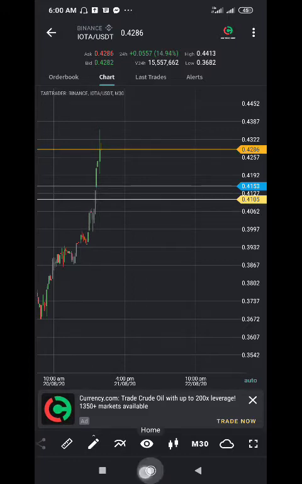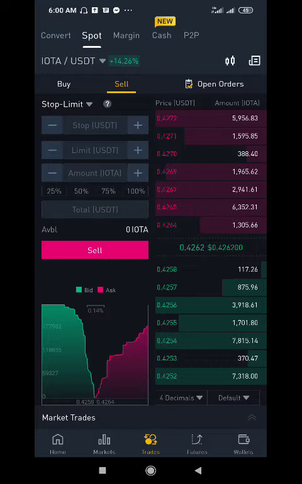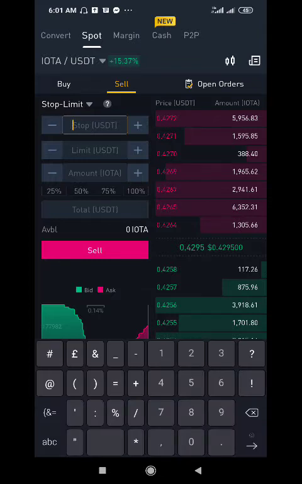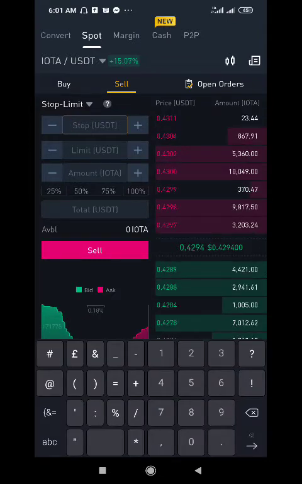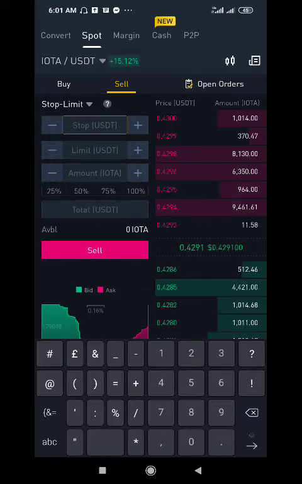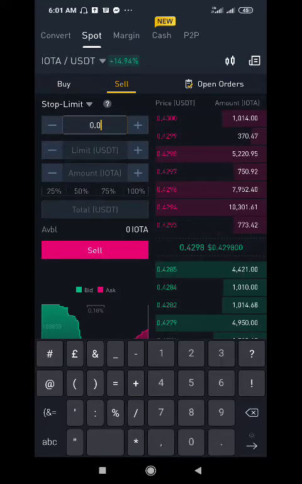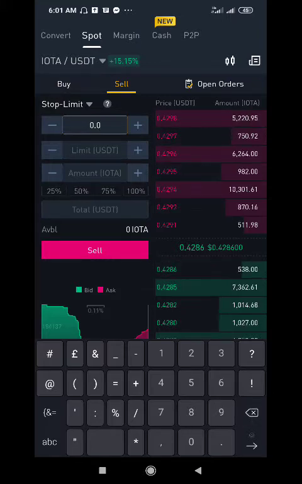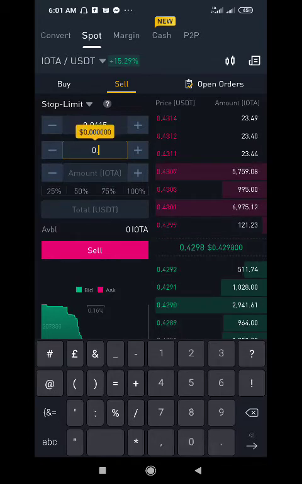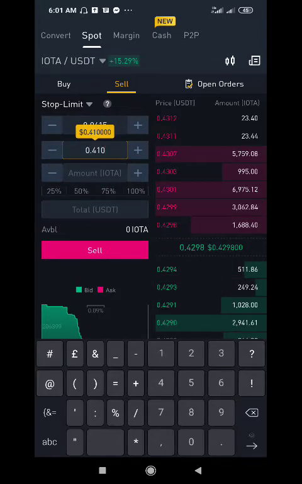So what I'll do here quickly, I'll move over to my Binance, and since I have gotten the indicator from Tap Trader, I'll quickly come over to my market. Here you can see I'm still in stop limit, and I'm not doing buy now, I'm doing sell. It works for both buy and sell. Whenever the market drops to 0.415, do you understand? Then place a limit order to sell at 0.41. Exactly.